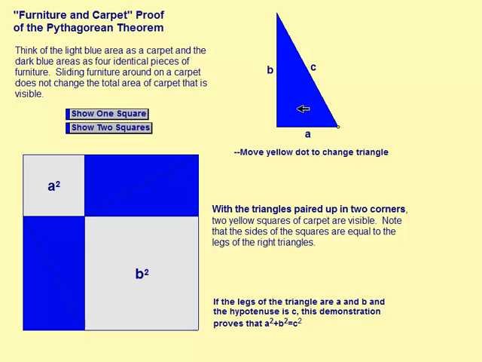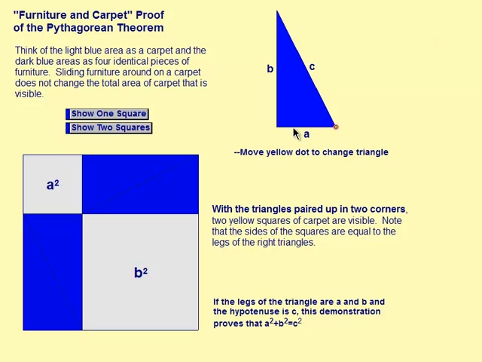Here's the first of several proofs of the Pythagorean theorem. What we have here is a right triangle whose sides are A, B, and C. A and B are the legs, C is the hypotenuse. And what I have over here are 4 copies of that same triangle. So that's 1, 2 here, and 1, 2 here.